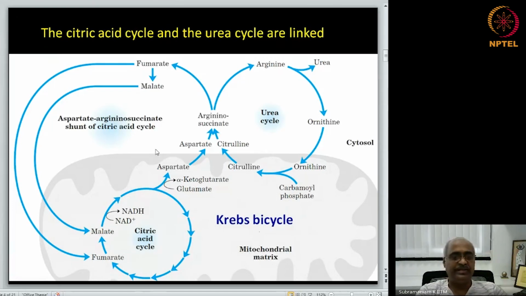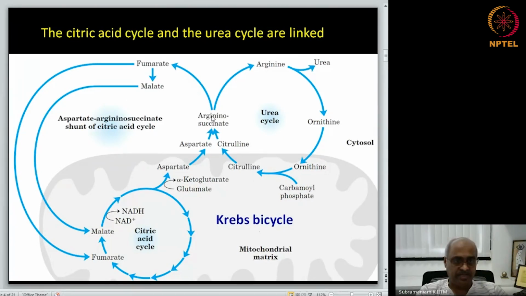Let us see the connection here, which is not that difficult. We know aspartate enters the urea cycle by combining with citrulline. So that is one entry point. And what's the connection to the TCA cycle? In the TCA cycle, oxaloacetate through transamination can form aspartate. From glutamate, the amino group can be transferred to oxaloacetate, forming aspartate. And the remaining carbon skeleton of glutamate will be alpha ketoglutarate. And that aspartate can enter here.